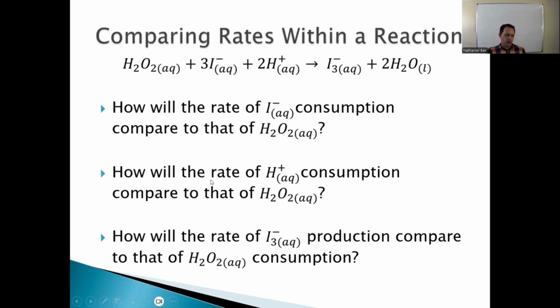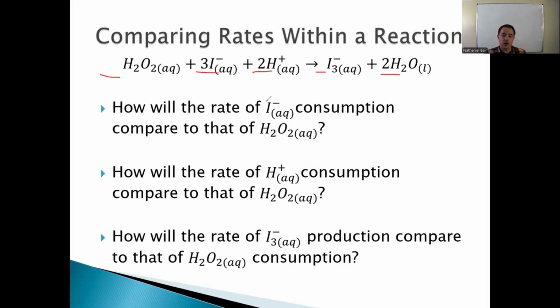So the next thing I want you to understand about the rates of reactants and products in chemical reactions is that they are all related by the coefficients from the balanced chemical equation. So these coefficients are really important. They're going to allow us to compare how fast things are being consumed or created within a chemical reaction.